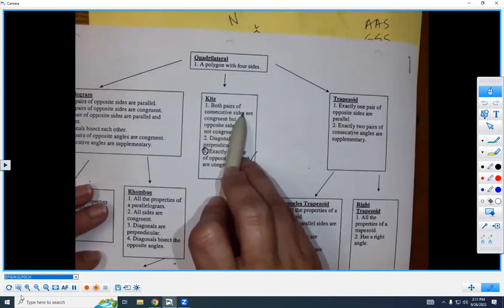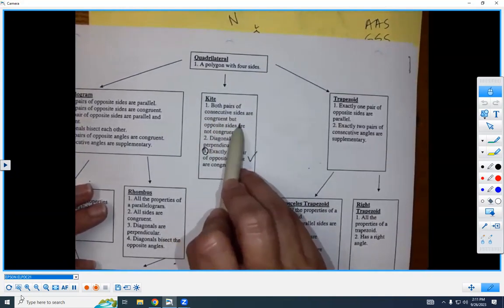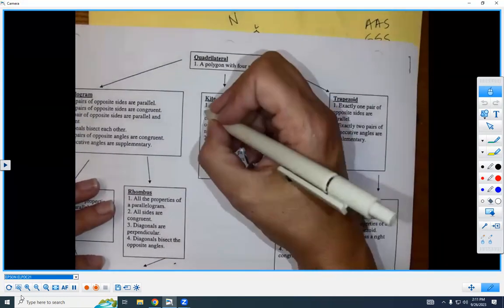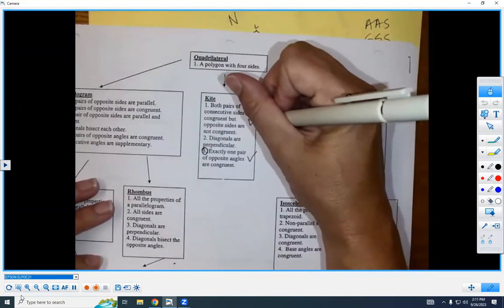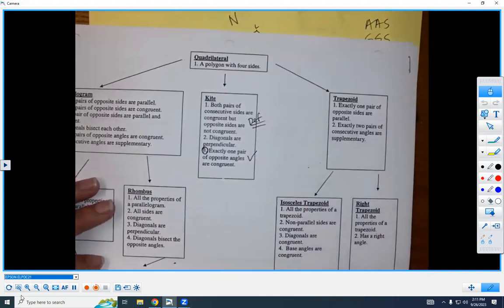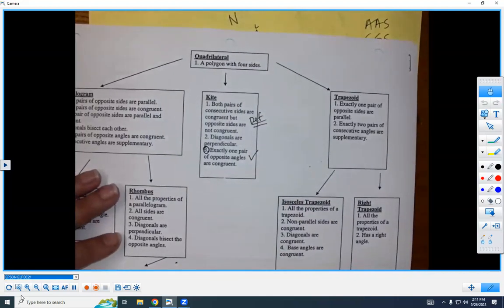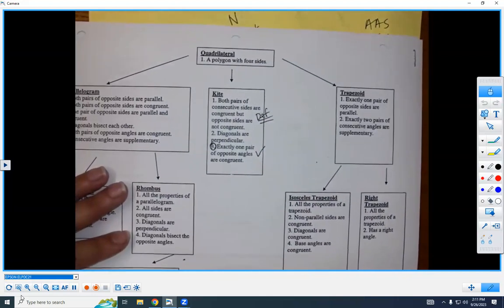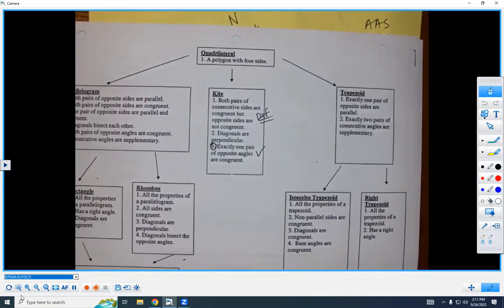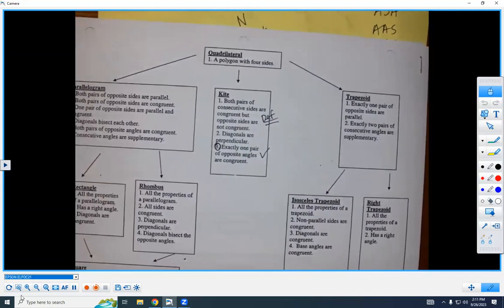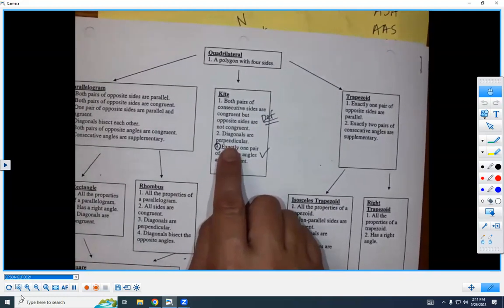Number 1, both pairs of consecutive sides are congruent, but opposite sides are not congruent. That's like the definition, right? A definition of a kite is a quadrilateral with no set of parallel sides, and then 2 adjacent congruent sides, right? So this is the next one we're going to prove, number 2.